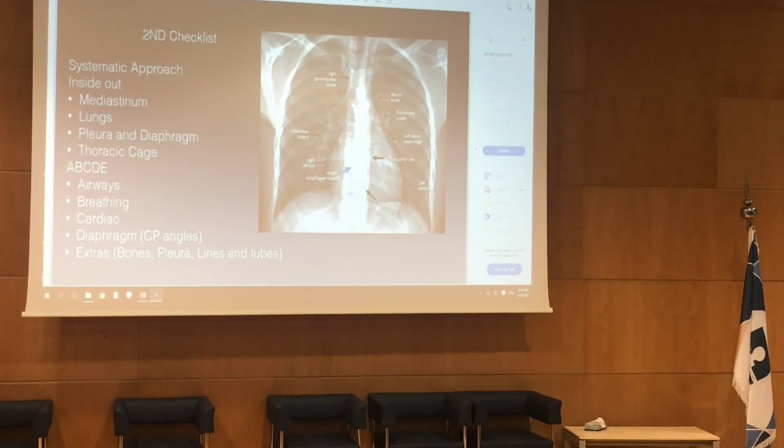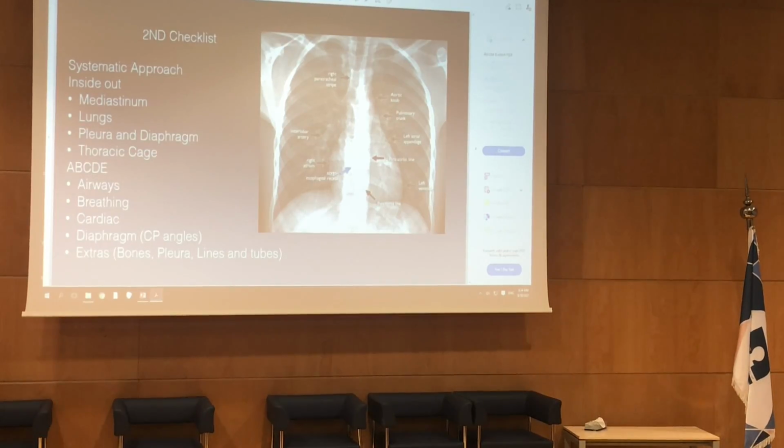Paraspinal line. Okay, this line, I no longer see this nice demarcation, then maybe there is a problem in the paraspinal region, which is usually an abscess or again a hematoma.